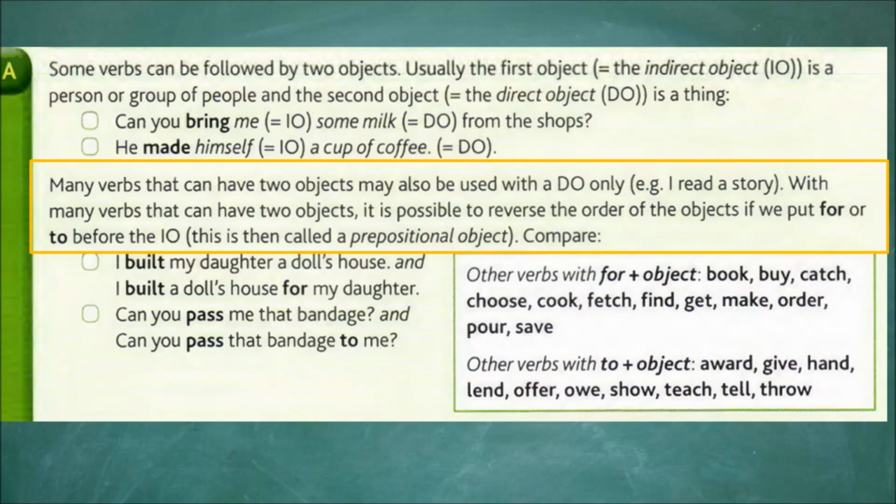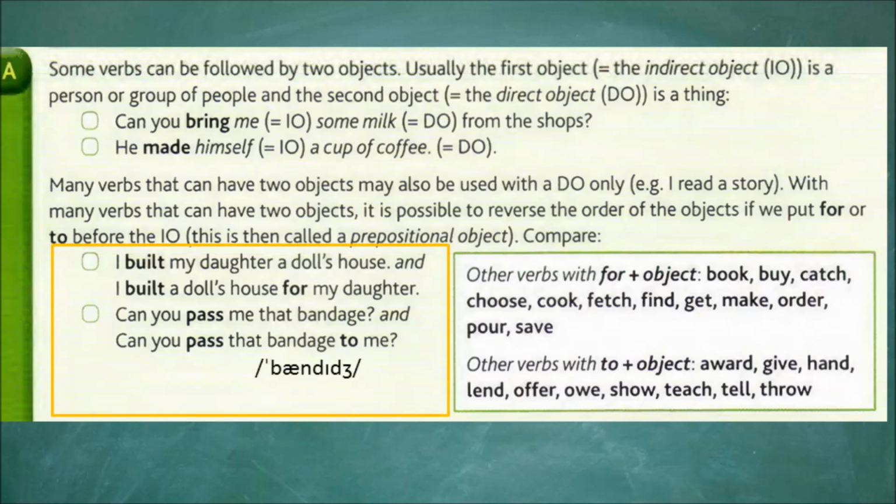Many verbs that can have two objects may also be used with a direct object only. For example, I read a story. With many verbs that can have two objects, it is possible to reverse the order of the objects if we put for or to before the indirect object. This is then called a prepositional object. Compare. I built my daughter a doll's house. And I built a doll's house for my daughter.